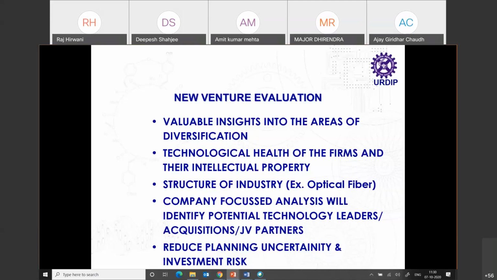By doing this kind of analysis, we identified a German company. Germany is very strong in solar research. And the company took a lot of time to make a decision. In the meanwhile, the company which we had identified got acquired by somebody else. The fact that it got acquired by somebody else means our analysis was right about the selection of the company. All this does is reduce your uncertainty and investment risk.